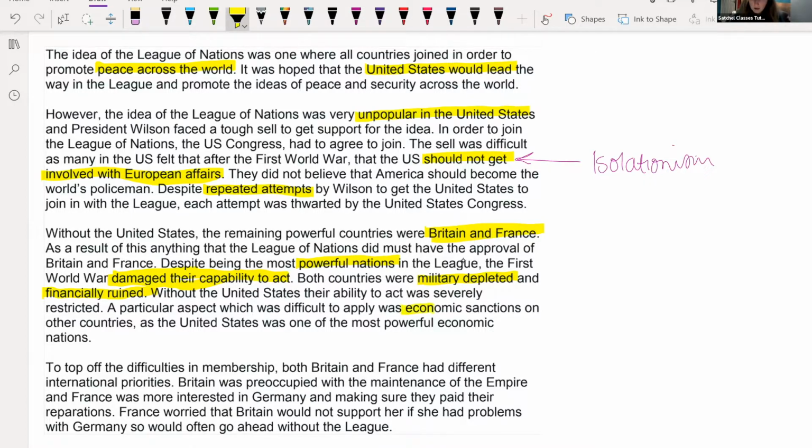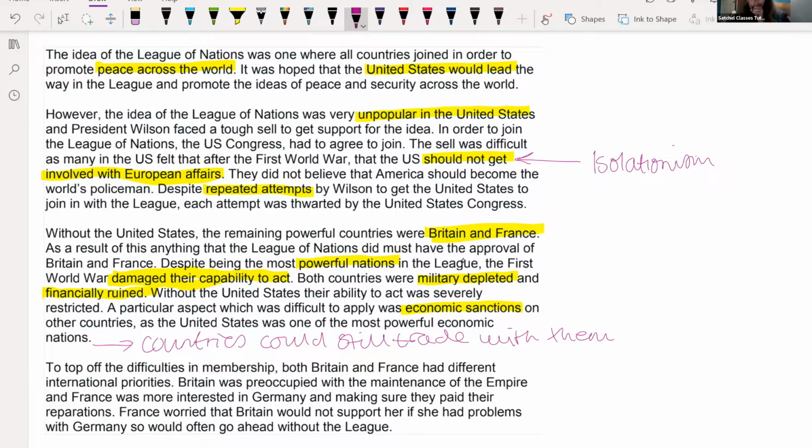They were finding it difficult to impose economic sanctions because the United States was one of the most powerful economic nations, and countries could still trade with them, because remember, they weren't in the League, so the League had no power to stop people from trading with them.